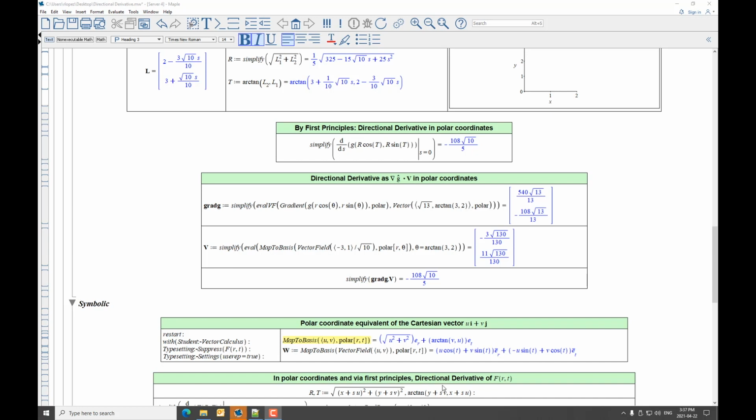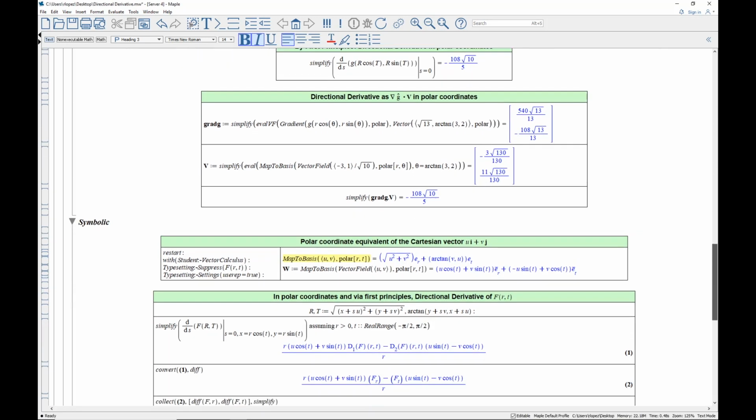Okay, using this same approach from first principles, we define R and the angle. I use T for that. This is the R, this is the angle, and I'll base it at the point whose coordinates are XY for generality.